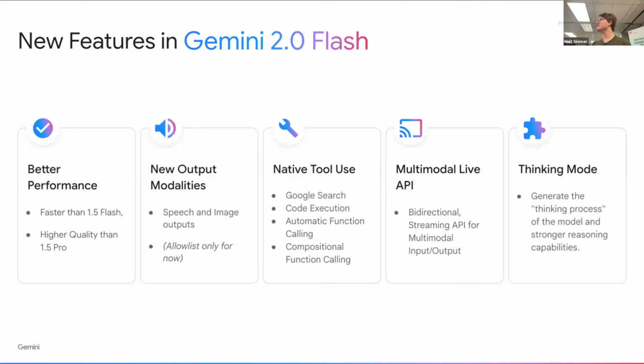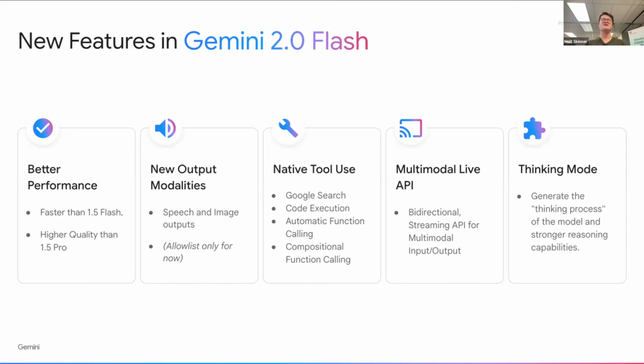There's also some cool stuff with native tool use. There are integrations directly with Google Search to crawl the entire public internet for information. And then there's code execution, which lets it generate code that can then be executed, and you can get either the executed result directly from it, or you can just get verification that it compiles. Then there's also automatic function calling built directly in, and compositional function calling, which is things like nested functions or complex agentic workflows. There's also a multimodal live API, which is a bidirectional streaming API for multimodal input and output.